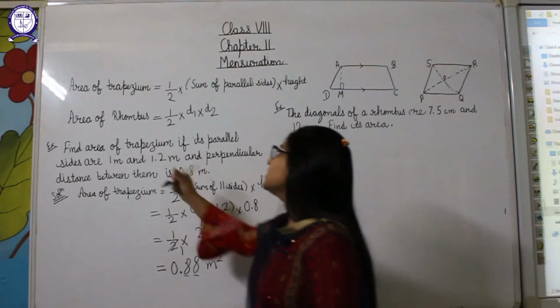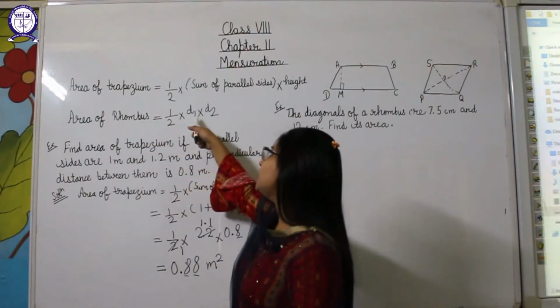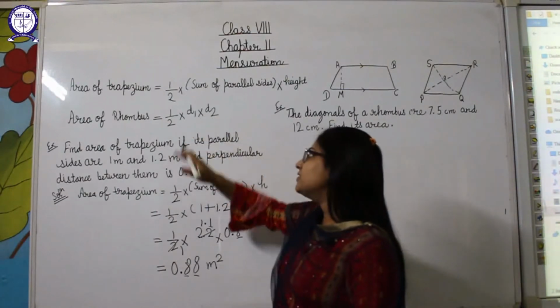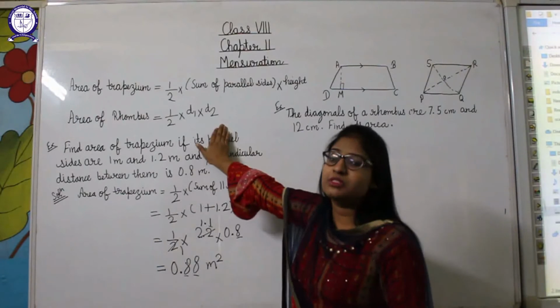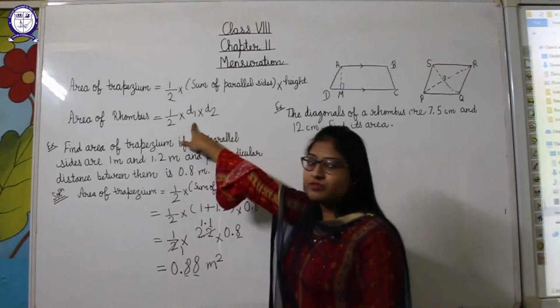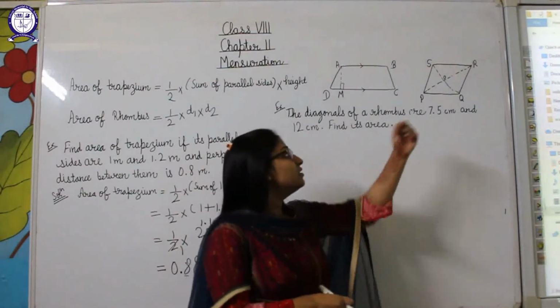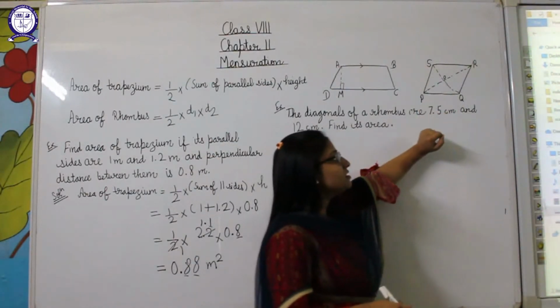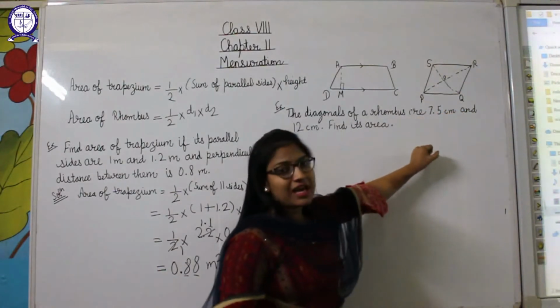Now next one is area of the rhombus. What is the area of rhombus, students? It is half into D1 into D2. What are D1 and D2 here? D1 and D2 are the diagonals of rhombus. D1 is one of the diagonals and D2 is the other diagonal. Now see here, this PQRS is the rhombus. Here PR and QS are the diagonals.